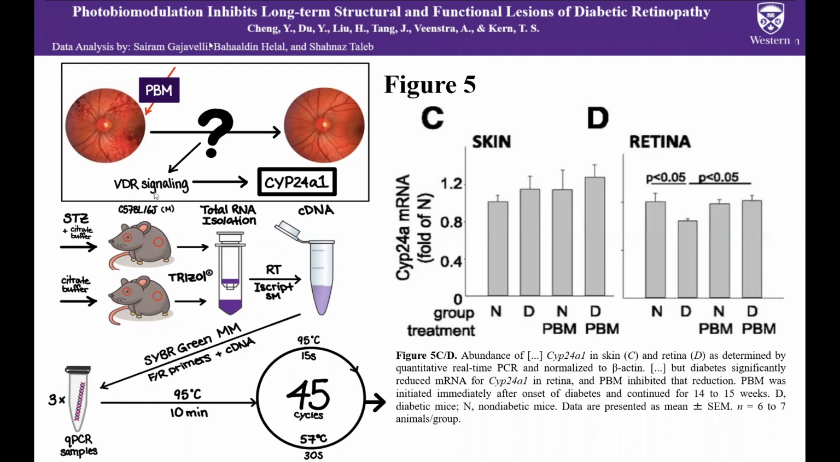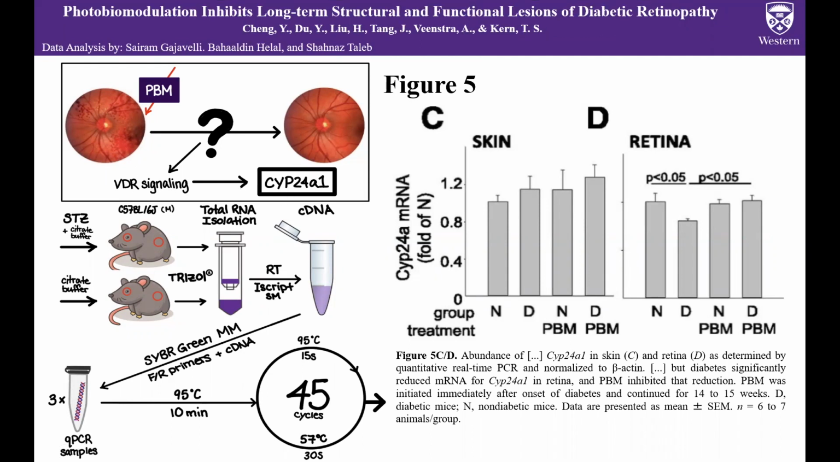Although CYP24A1 mRNA was the target used to validate VDR signaling as a potential mechanism, and qPCR was the technique used to measure that relationship, at no point was either introduced in the introduction. As mentioned, measuring CYP24A1's activity in mediating PBM therapy was done through qPCR.